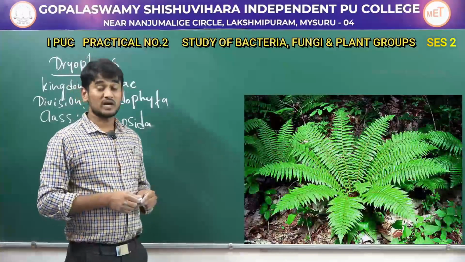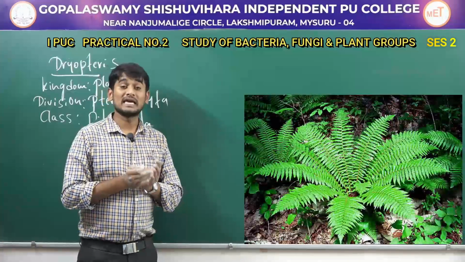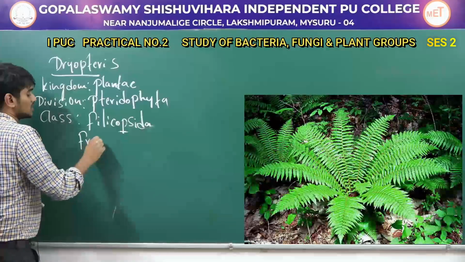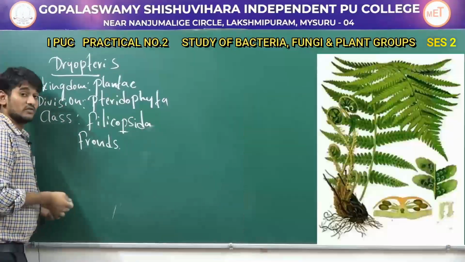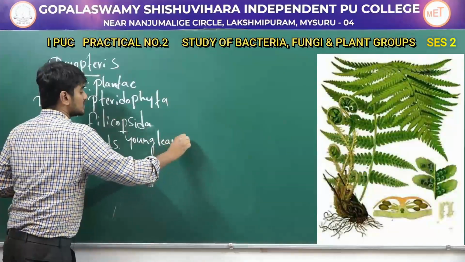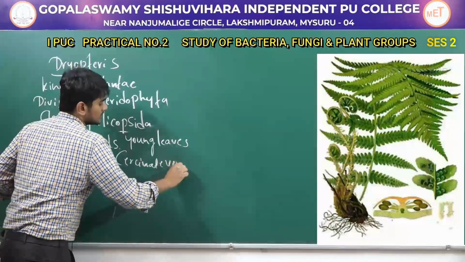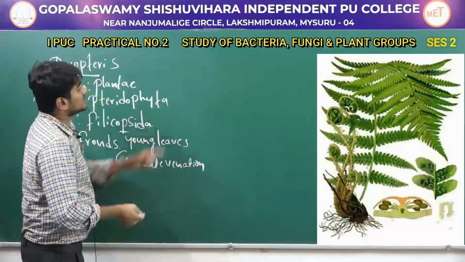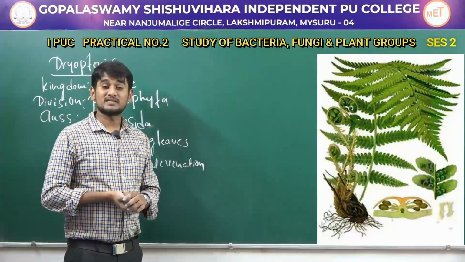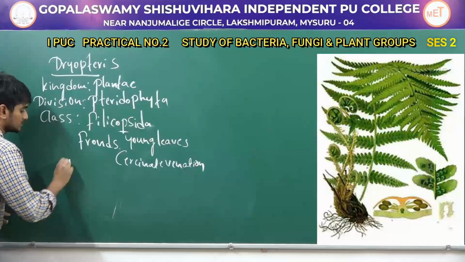So a fern with a subterranean rhizome is covered with scale leaves, and the presence of an aerial shoot, it has compound leaves. So that is called fronds. And the presence of young leaves. So these young leaves show circinate venation. Yes, in the picture we can observe circinate venation shown by young leaves. And the presence of brown hairs, that is called ramenta.